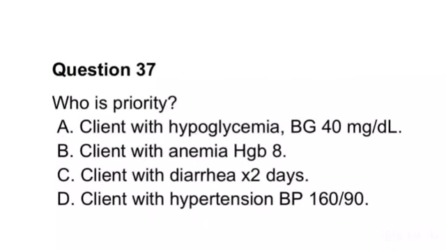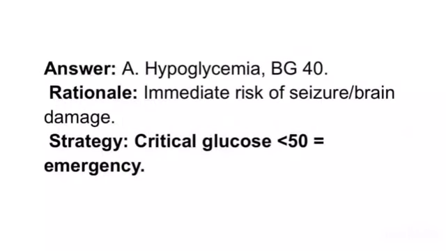Question 37. Who is priority? A. Client with hypoglycemia, BG 40 mg per deciliter. B. Client with anemia hemoglobin 8. C. Client with diarrhea x 2 days. D. Client with hypertension BP 160/90. Answer: A. Hypoglycemia, BG 40. Rationale: immediate risk of seizure/brain damage. Strategy: critical glucose less than 50 equals emergency.